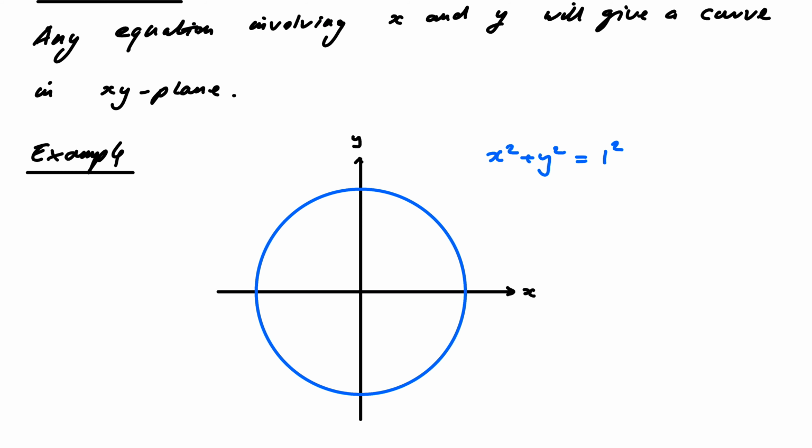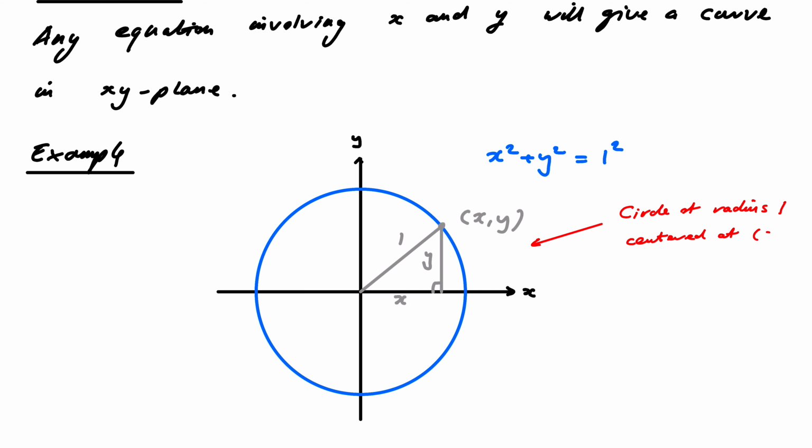Okay, so I'll do the marking again. If I take any point, x comma y, exactly as I said, the distance out has to be 1 by Pythagoras' theorem. And that works all the way around. It doesn't have to be in the first quadrant. Very nice, right? So this is a circle of radius 1, centered at the origin 0, 0. A circle of radius 1 is often called a unit circle. A unit circle. So just to reiterate, Pythagoras gives the equation.